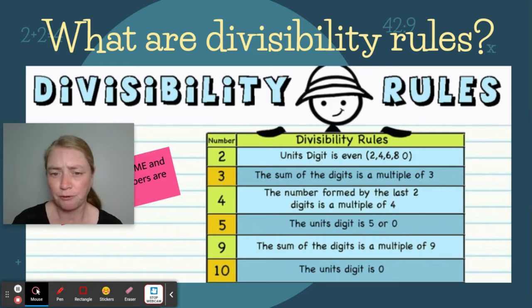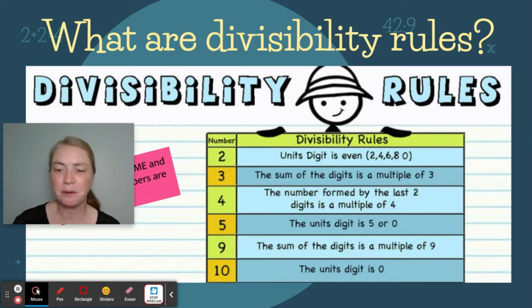The divisibility rule for 4: a number formed by the last 2 digits is a multiple of 4. So if you have a longer number, let's say it's 1,216, since 16 is the last 2 digits, then 4 will divide evenly into that number. Okay, 5 is probably one of the easiest. The unit digit, which is the ones, would be either a 0 or a 5. So like 925 is definitely divisible by 5.